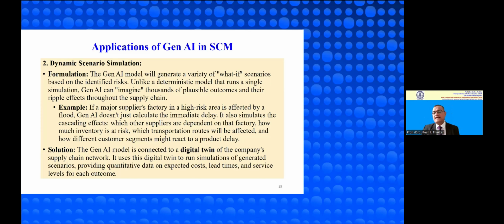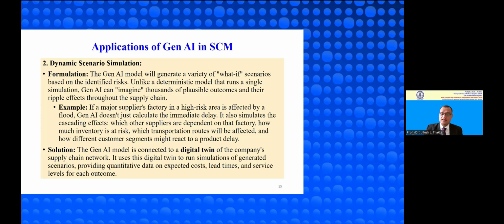For example, if a supplier's factory in a high risk area is affected by a flood, Gen AI does not only calculate the immediate delay. It also simulates the cascading effects: which other suppliers are dependent on that factory, how much inventory is at risk, which transportation routes will be affected, and how different customer segments might react to product delay. Such an extensive analysis with the traditional deterministic approaches is absolutely not possible. And that is something where your Gen AI has a very critical role to play.